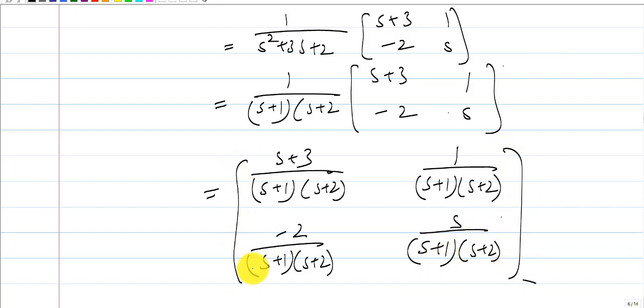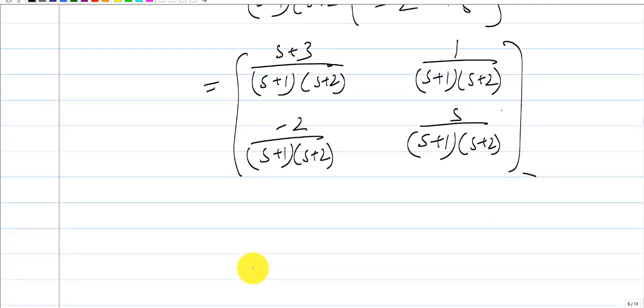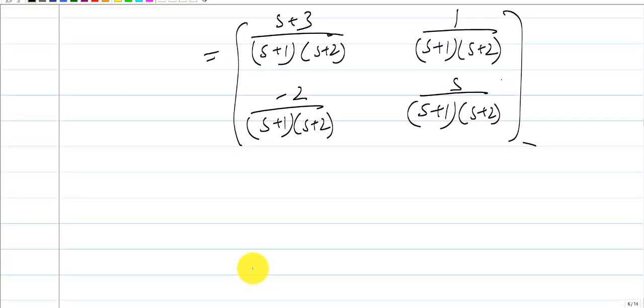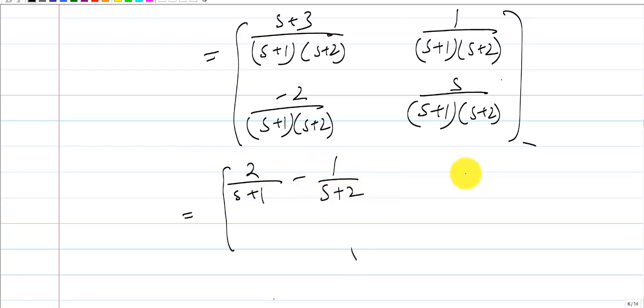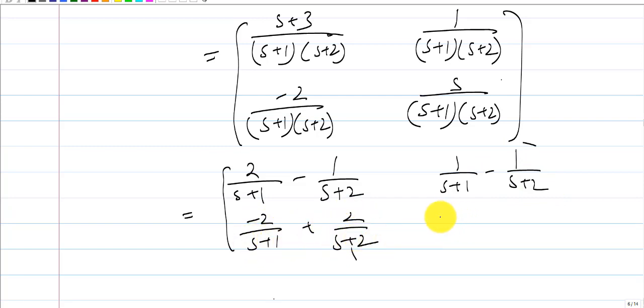So from here to the next step, I will do the partial fraction, and I hope you know how to do the partial fraction. So I will leave it for you. Just do this partial fraction by yourself so that you can have some revision on it. So that will be 1 over s plus 1 minus 1 over s plus 2. So that will be 2 over s plus 1 and minus 2 over s plus 2. And this will be minus 1 over s plus 1, plus 2 over s plus 2.